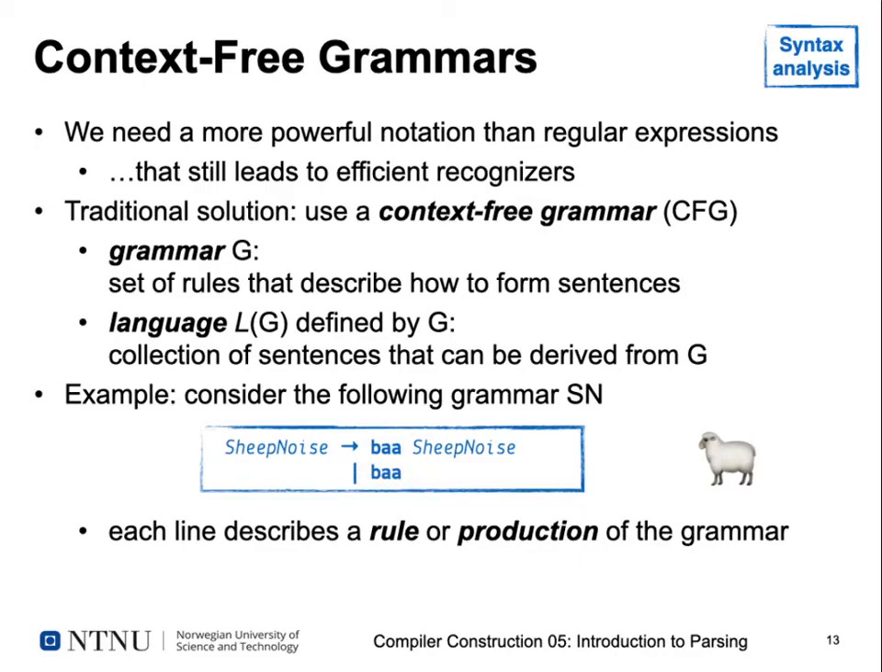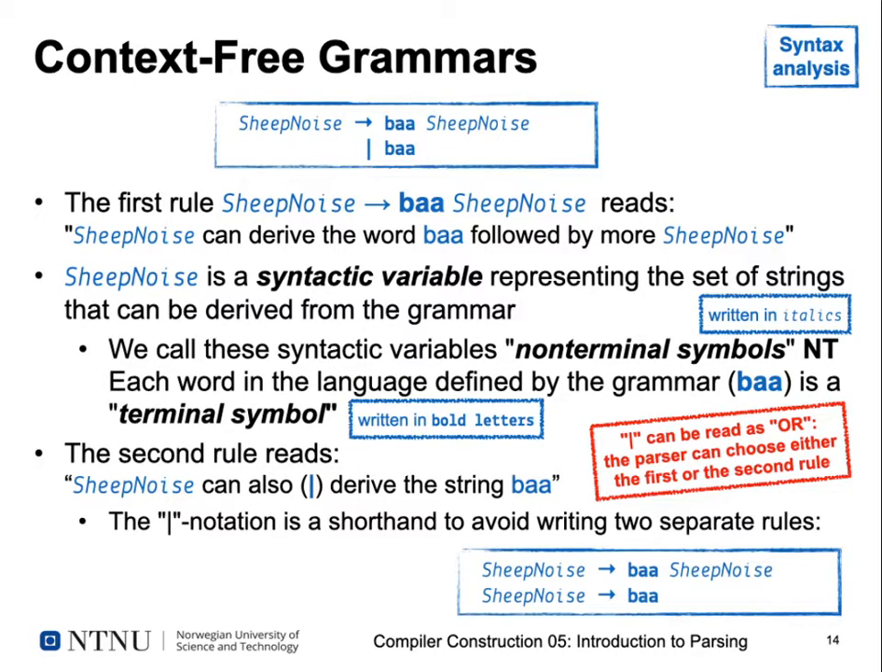So how can we now express something we cannot express using the regular expressions? Let's see how this works. So the first rule we have here, sheep noise, that starts with sheep noise, can be read like sheep noise, and then our arrow is read as can derive a word, and this word is ba, the first one here, and then it is followed by more sheep noise.